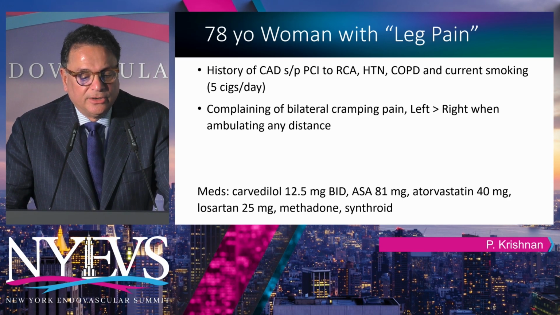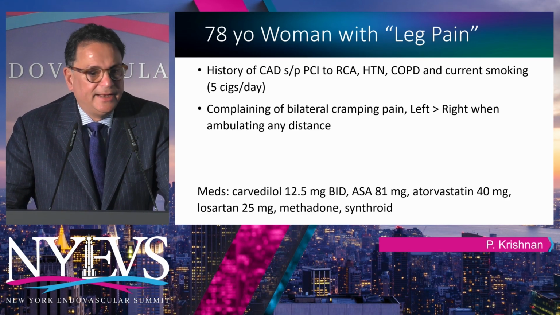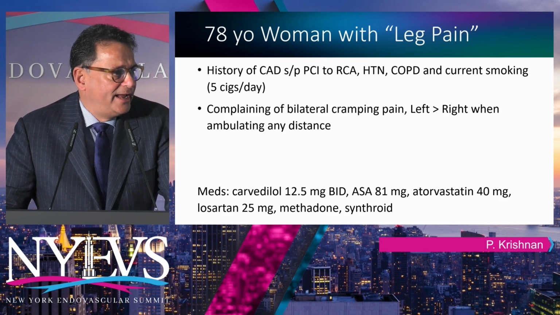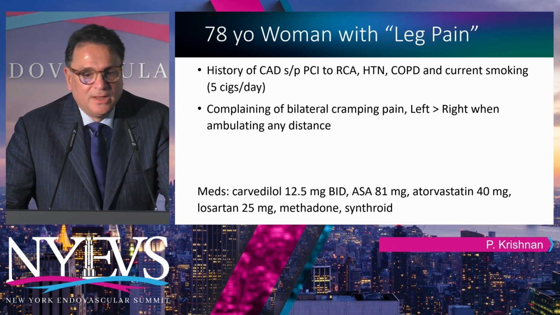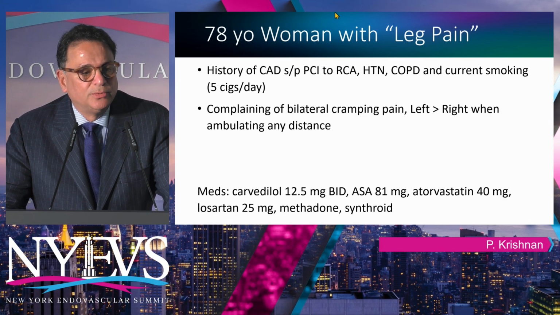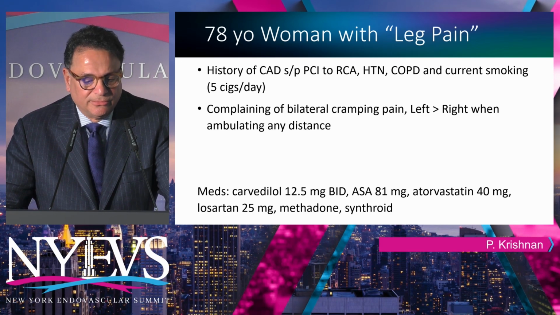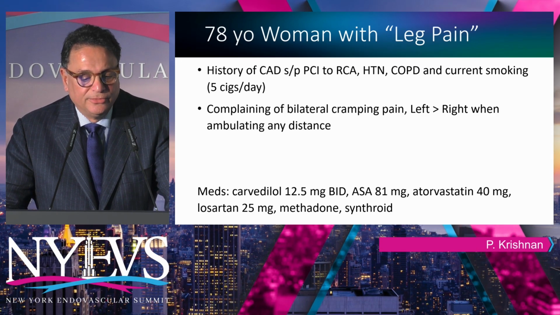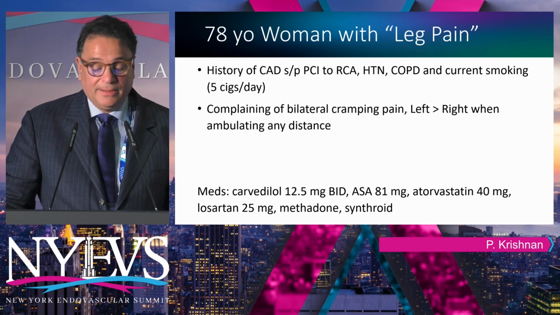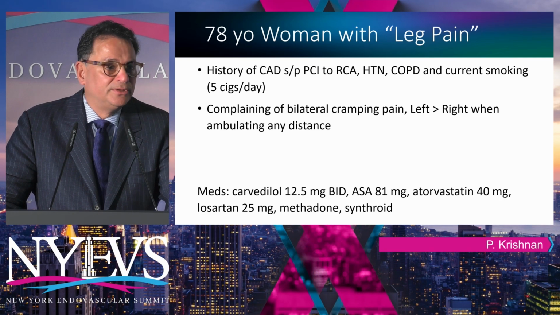So I always say, with the history, if they have a history of CAD, any sort of stenting, any hypertension, COPD, any history of smoking, or any end-stage atherosclerotic event, whether they've had a stroke, whether they're on dialysis, whether they have renal failure, any situation that tells you this patient's global burden of atherosclerosis is high has to increase your radar. This particular patient had a few of those and was complaining really of bilateral cramping, left greater than right, when ambulating any distance.